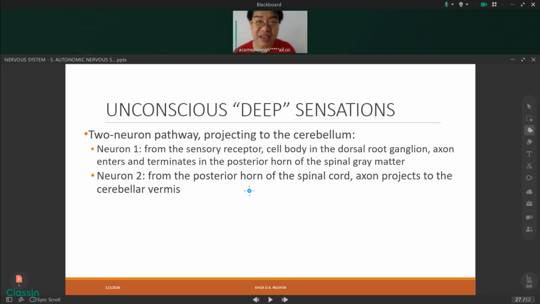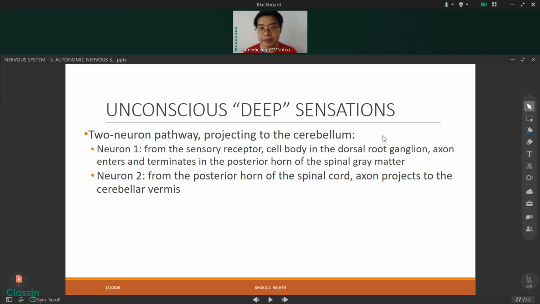This is so that the cerebellum can use that information to calculate your next action. In order to do the next action, the cerebellum has to know where your hand is before the action and where your hand is going to be after the action ends. So it is like a microcomputer. It computes the location between where your hand begins and where your hand ends in order to find a pathway from A to B. That is unconscious deep sensation.